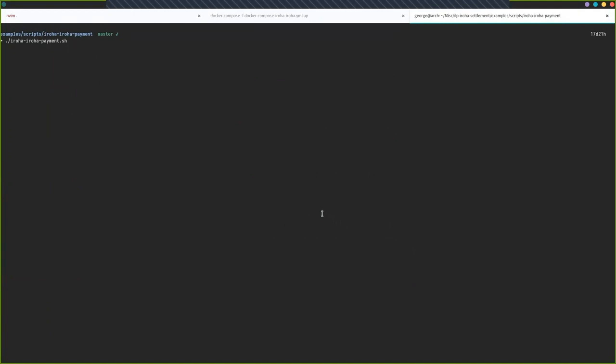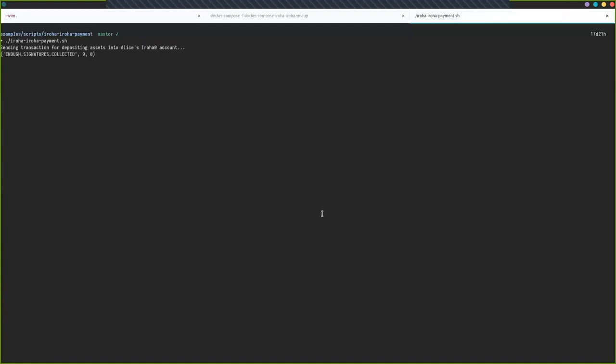So we have Alice, Bob, and Charlie. Alice wants to send some money to Charlie. However, they reside on different Iroha blockchains. So they can't just use direct transfer, because they are not on the same blockchain. So in this case, Bob has accounts on both blockchains, and Bob will facilitate the payment between Alice and Charlie.